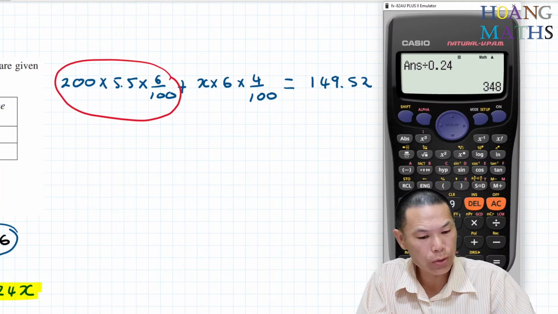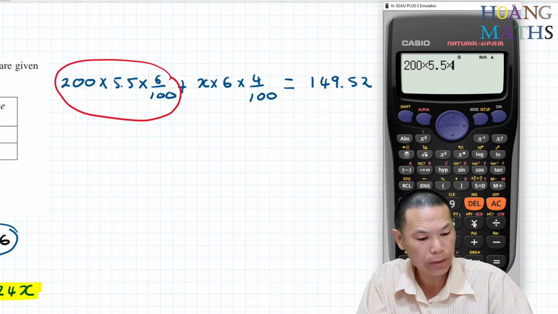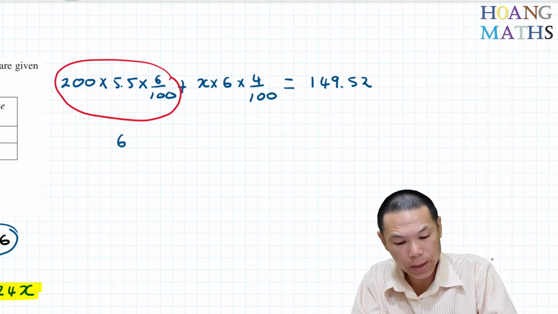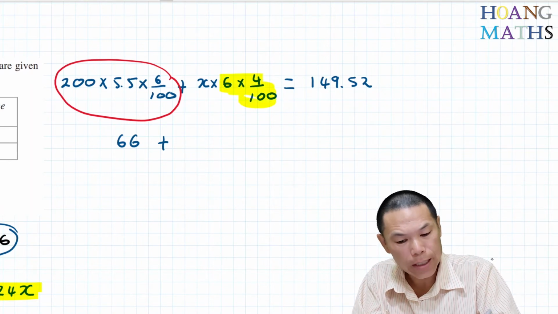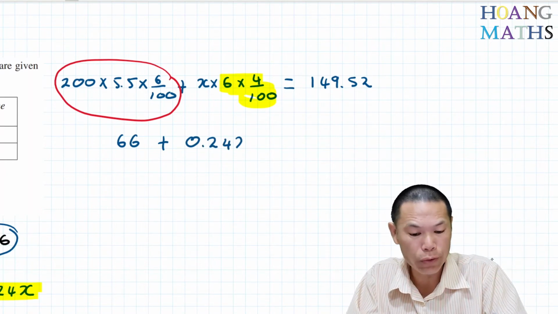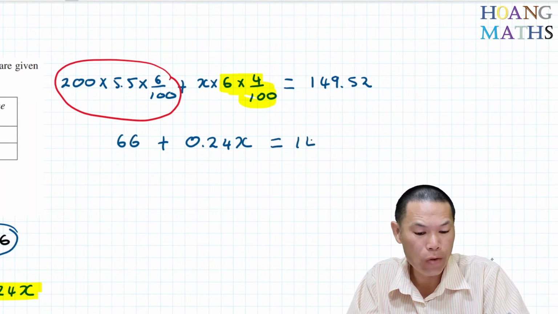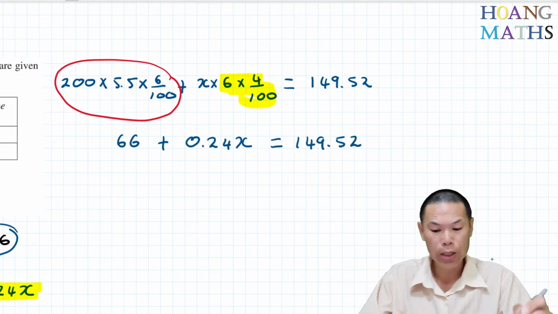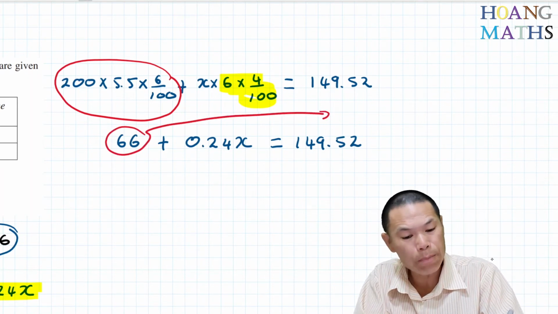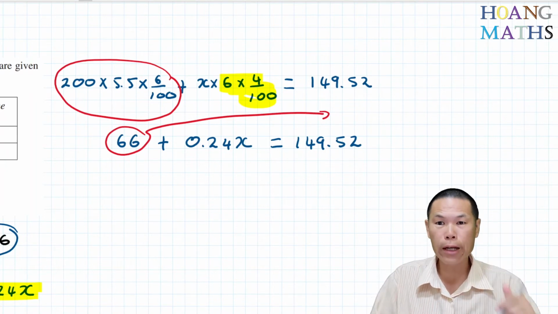So that will give me 200 times 5.5 times 6 over 100, so 66. So just write 66 plus. Then I just work this out by using the calculator. So that gives me 0.24, and we times by x, so that is 0.24x, which gives me 149.52. So now I just minus 66 on both sides, or I can just move this to the other side and it becomes minus. So just use the calculator and work that out.